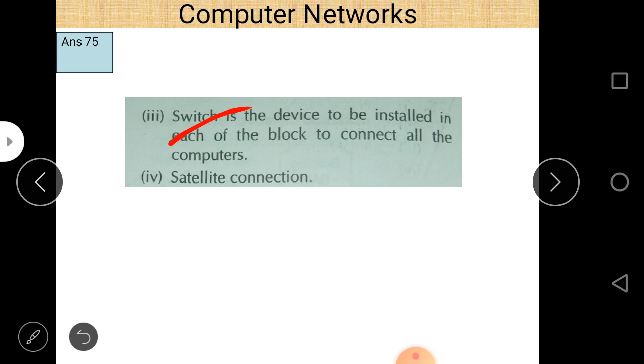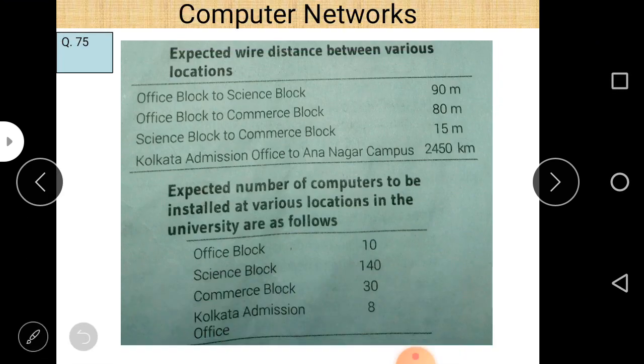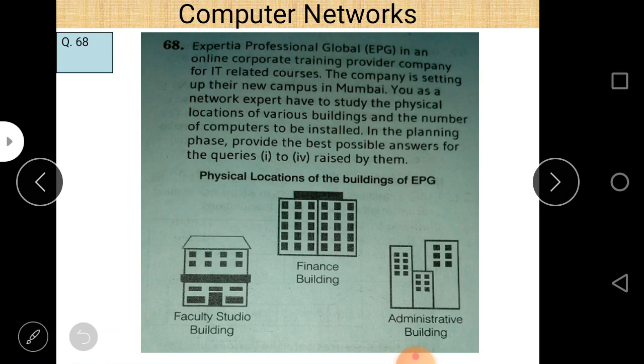And next: suggest the most suitable very high speed service to provide data connectivity between the admission office located in Kolkata and the campus located in Anna Nagar. We can see that the distance between these two campuses is around 2450 kilometers. So without any hesitation, our answer is satellite connection, because for this type of distance we use only unguided media, and within unguided media we use satellite connection. Next is question number 68, and this is the last numerical question regarding computer networks.